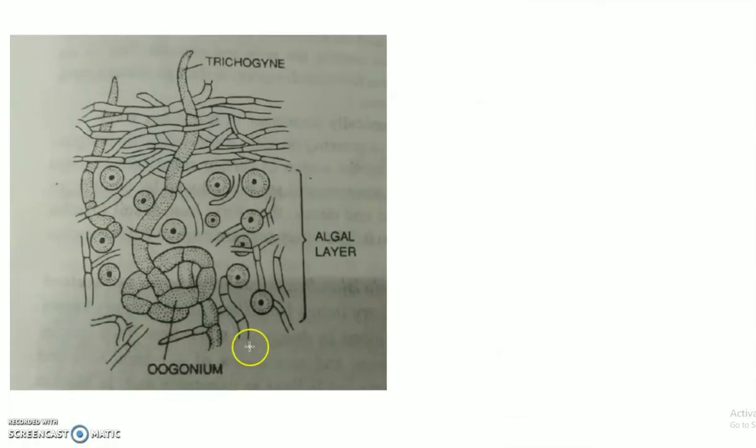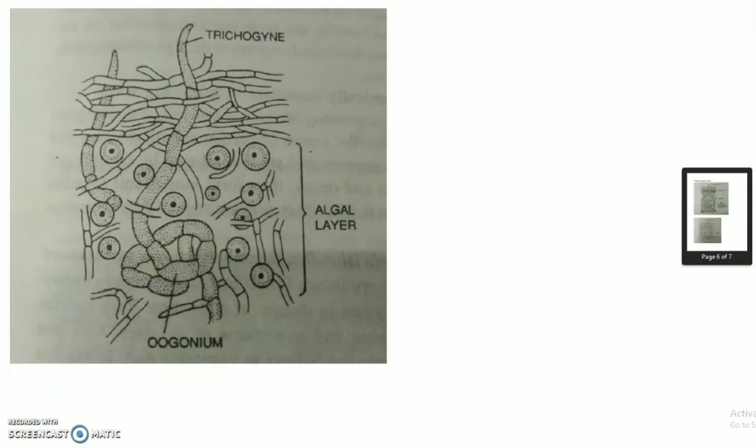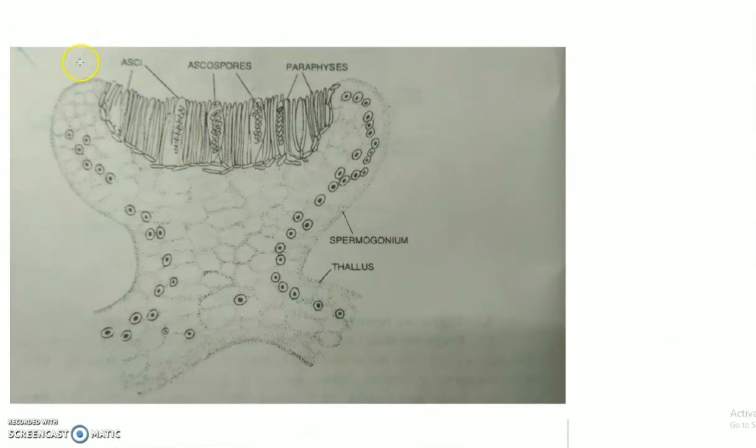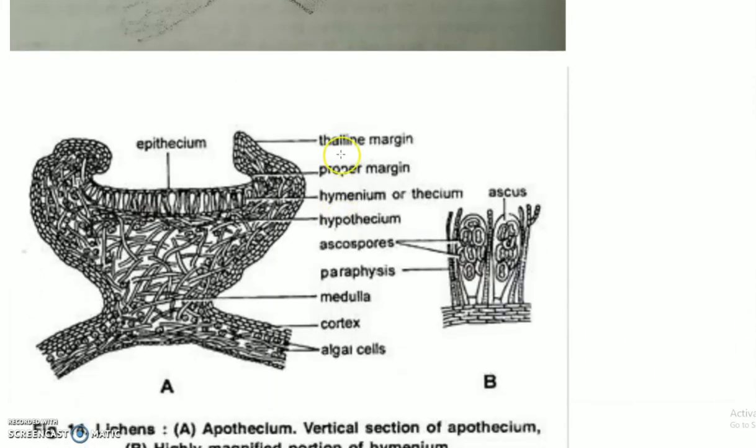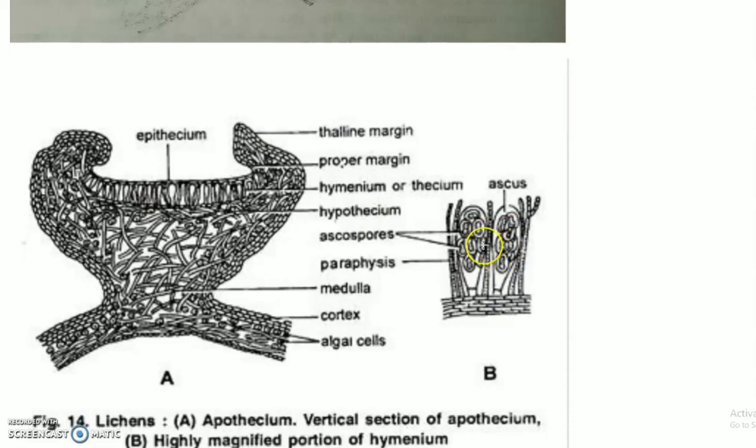After that, these oogonia develop into many branches and form a structure, the apothecia, and in the apothecia the oogonium forms ascospores, and in these ascospores there is formation of spores. Then these spores germinate and form a new lichen.